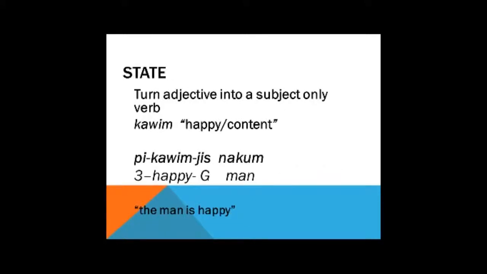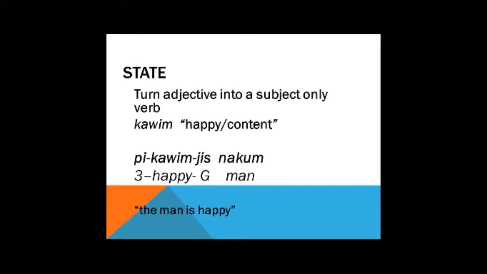Have a look at state. So when you're expressing the state of something or someone in Latropeth, where in English you would use the verb to be and say something like he is happy, the way it works in Latropeth is basically you turn the adjective into a subject-only verb. So it's quite a simple sentence, this example anyway. Pi kawim mis nakum. Kawim means happy or content, a very common adjective. You've turned it into a verb and given it the kind of structures that a verb would have.